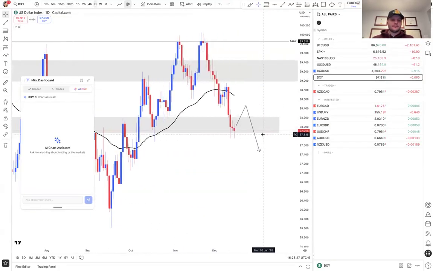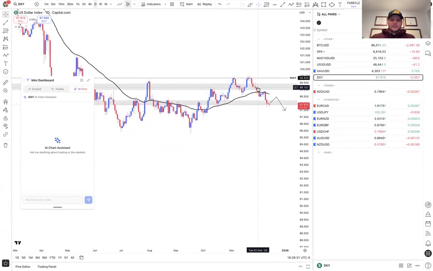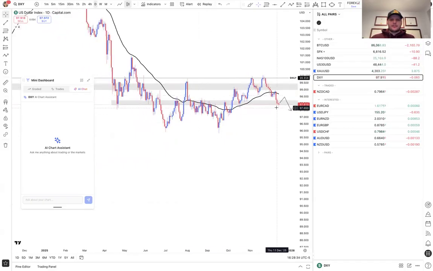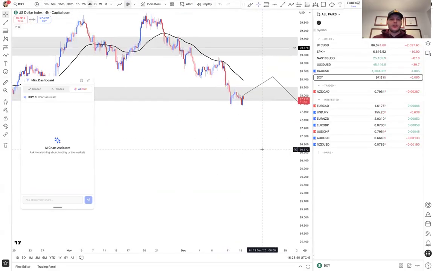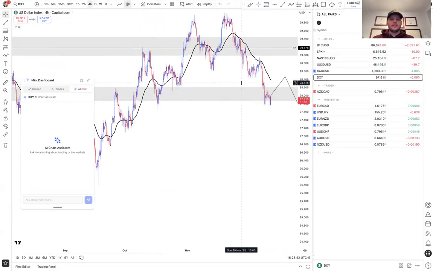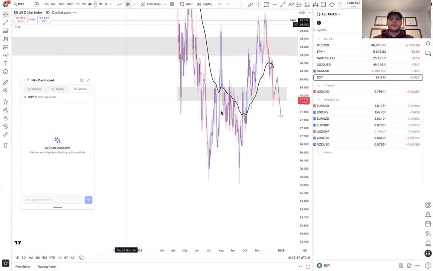Dollar index inside of this area of interest currently. I do believe price will probably just continue to sell underneath the EMA. So now we're at the area of interest, waiting for the daily and 4-hour pullback into the EMA, into the previous structure, into the head and shoulders neckline to continue to sell.